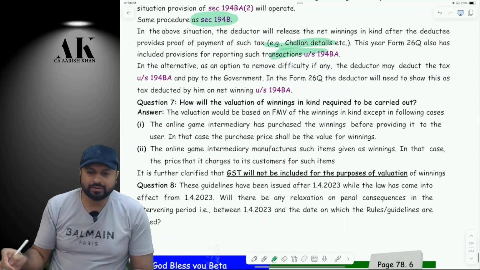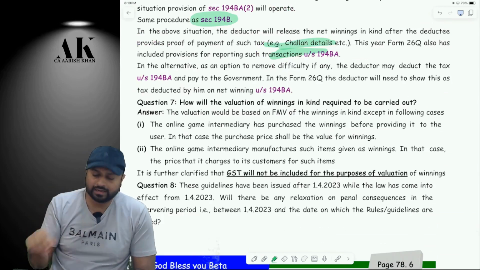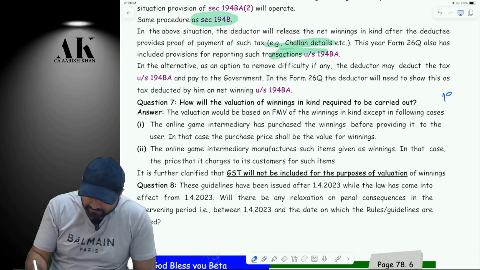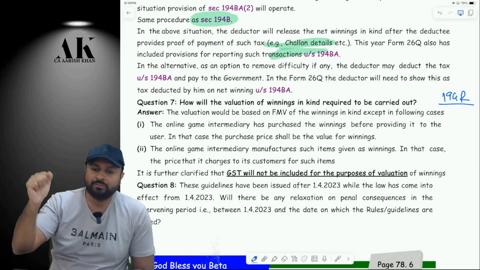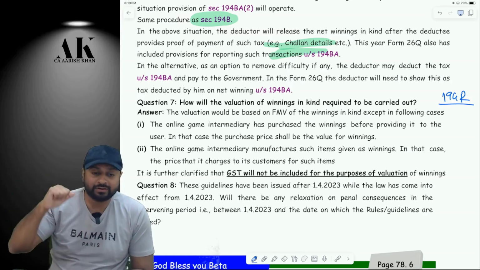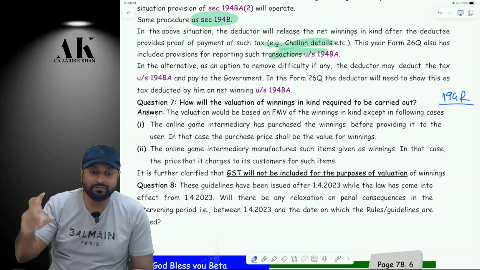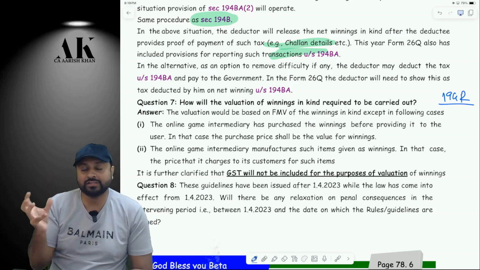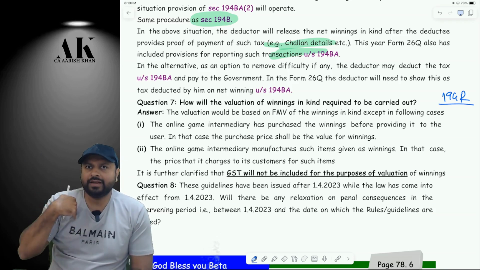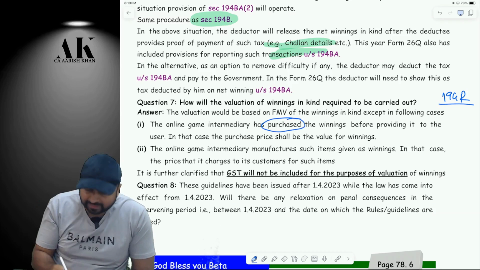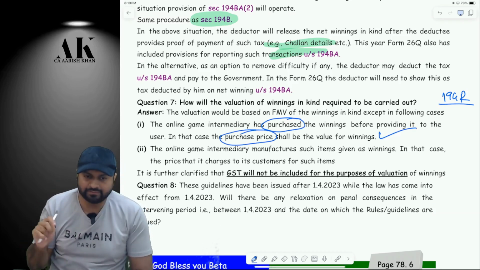Second thing, question number 7. When I'm giving you winning in kind, suppose I'm giving you a car, how will I value that car? That is also something which we have done earlier in 194R if you remember. Now, in my example, I told you that the car is valued 1.5 crore. Now, how I arrived at that 1.5 crore, that also I have to tell you, no? How the car is valued 1.5 crore. So, see, when I'm giving you that car, I'm Dream 11, I'm giving you the car. If I have purchased the car for you, okay, if I purchase the car, then the purchase price, check, that will be the value. Is it clear?